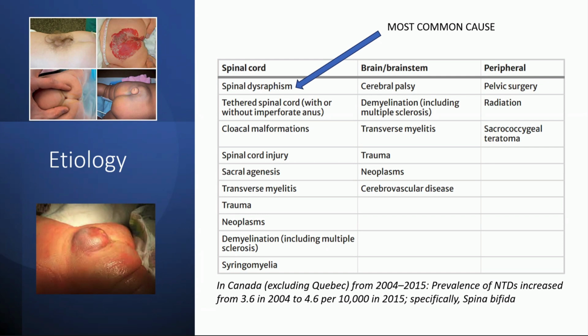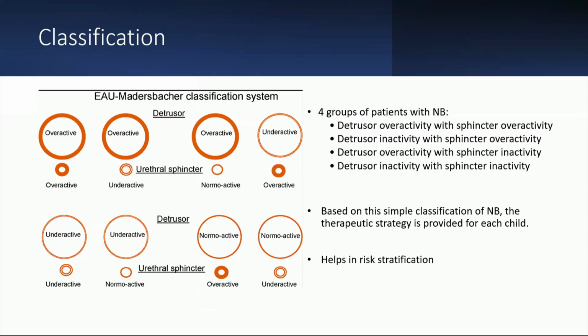But a population-based study conducted in Canada from 2004 to 2015 showed that the prevalence of neural tube defects as such has increased from 3.6 to 4.6 per 10,000 in 2015. And specifically, of all the neural tube defects, it was spina bifida which has shown the increased prevalence over time, which tells us that there are many patients here with neurogenic lower urinary tract dysfunction.